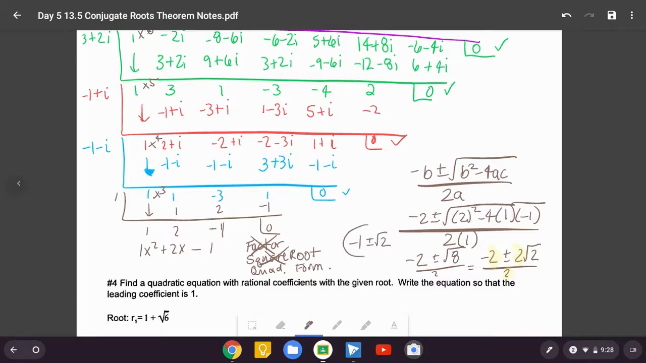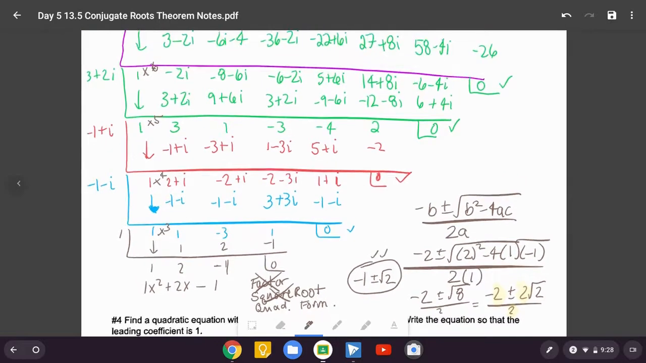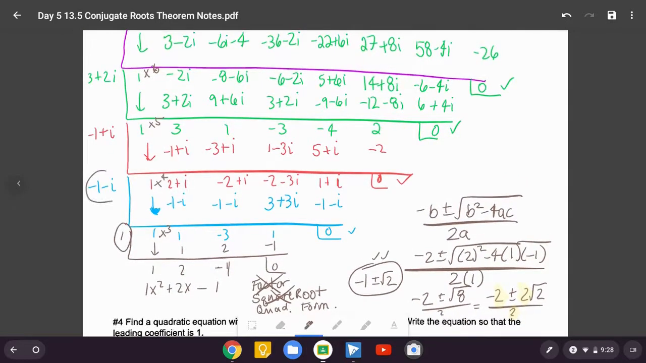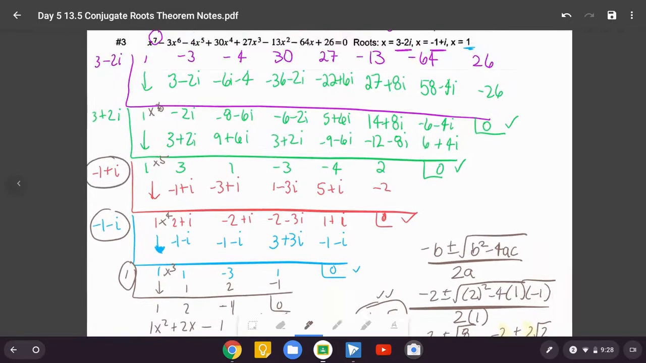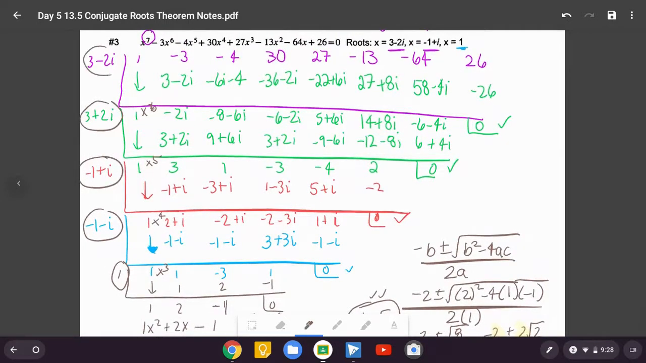All right, so I should have 7 solutions. So here are 2 solutions, 3, 4, 5, 6, and 7.